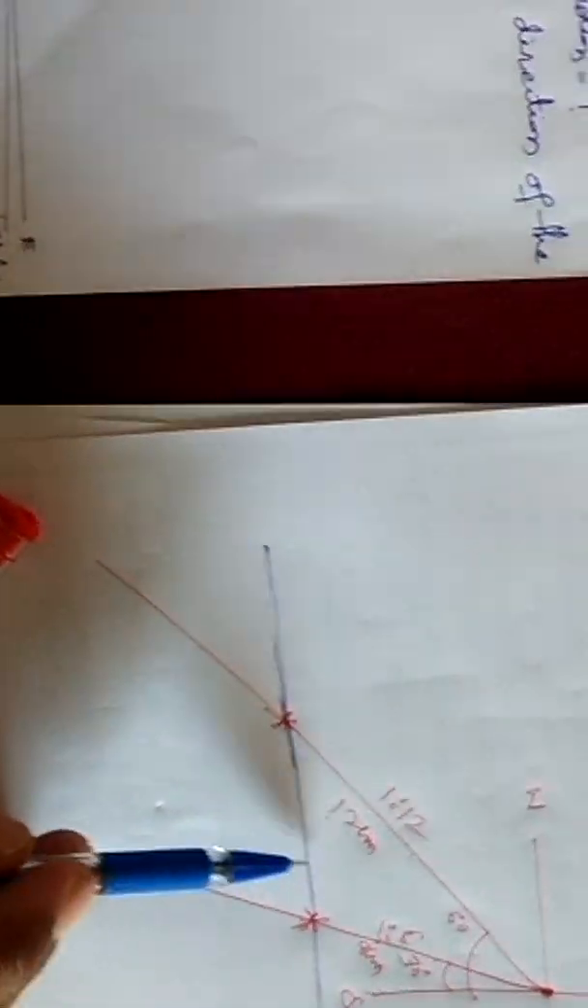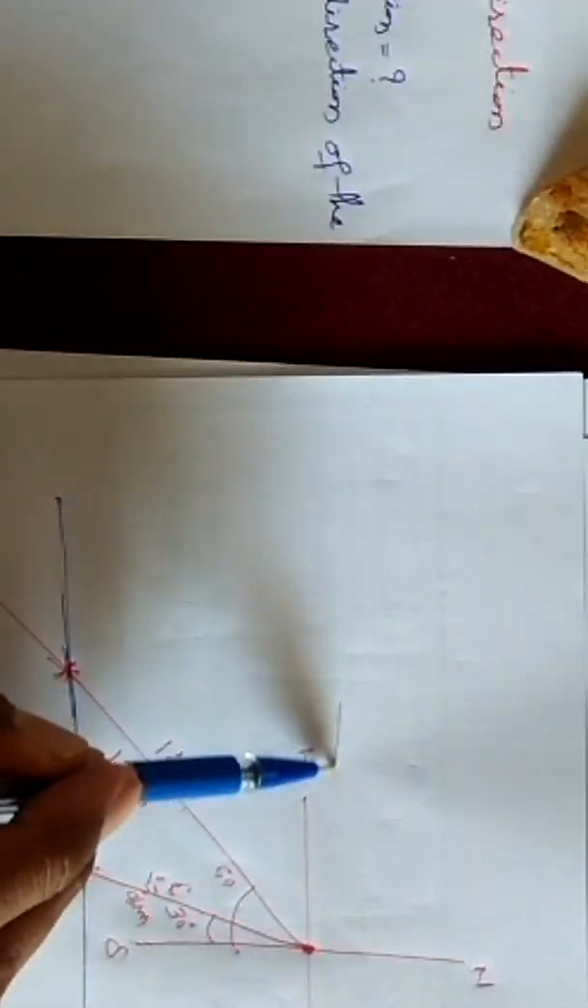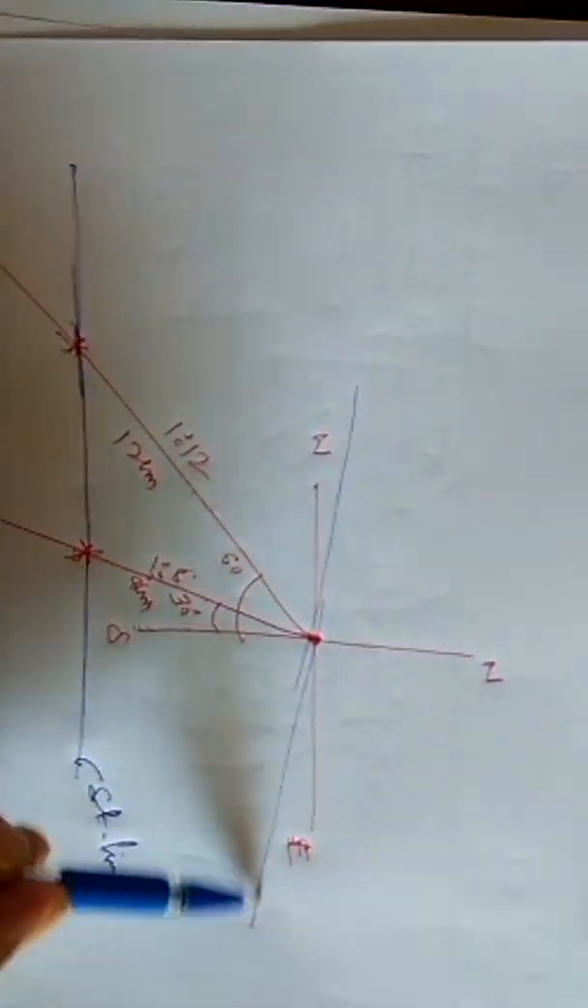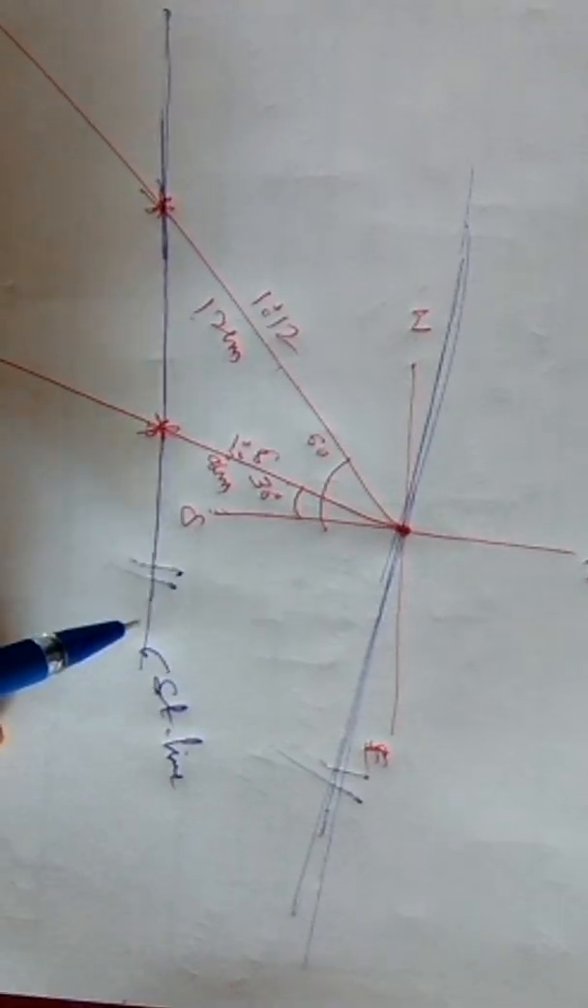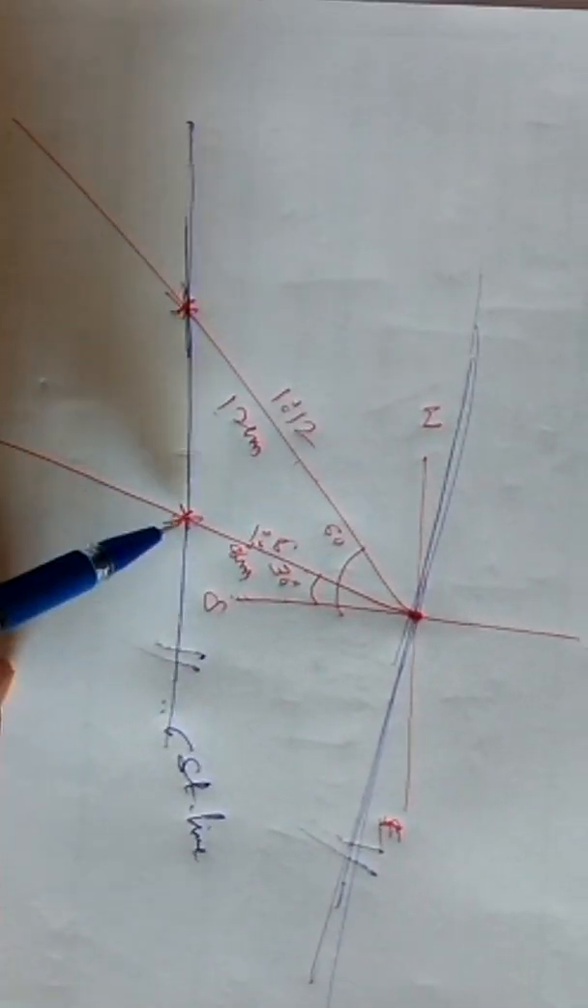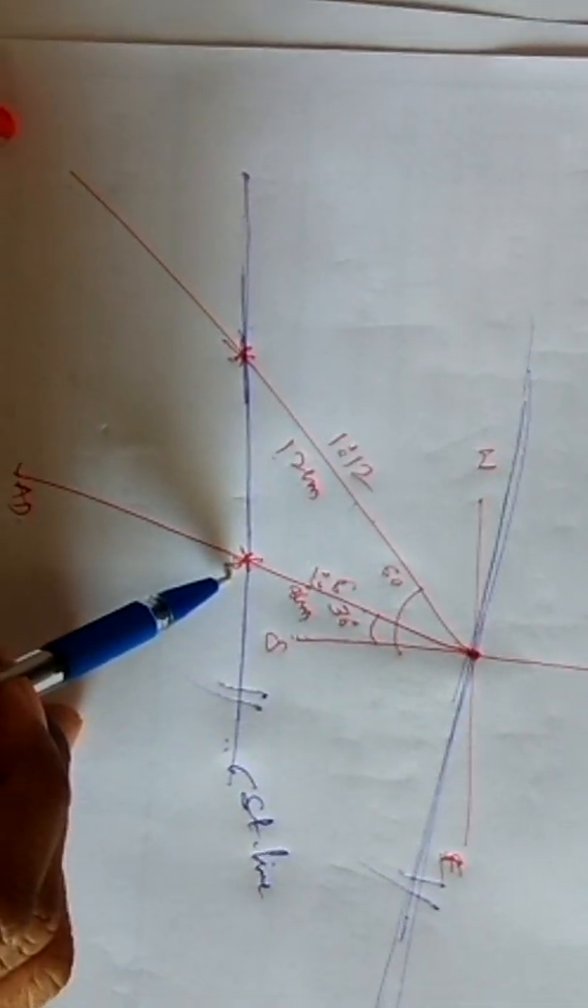My friends, if possible, draw one more line which should be parallel to this and should pass through the center. This and this should be parallel. This is the strike line. You get the strike line by joining these two points.